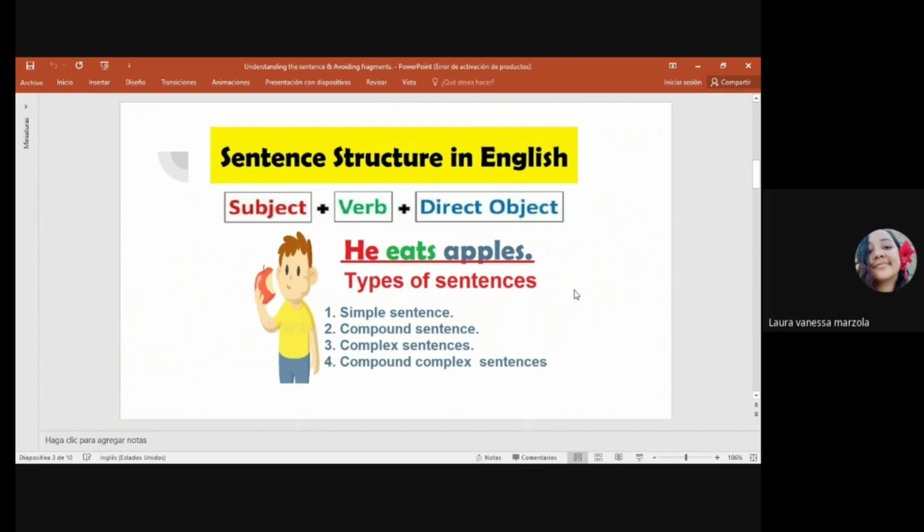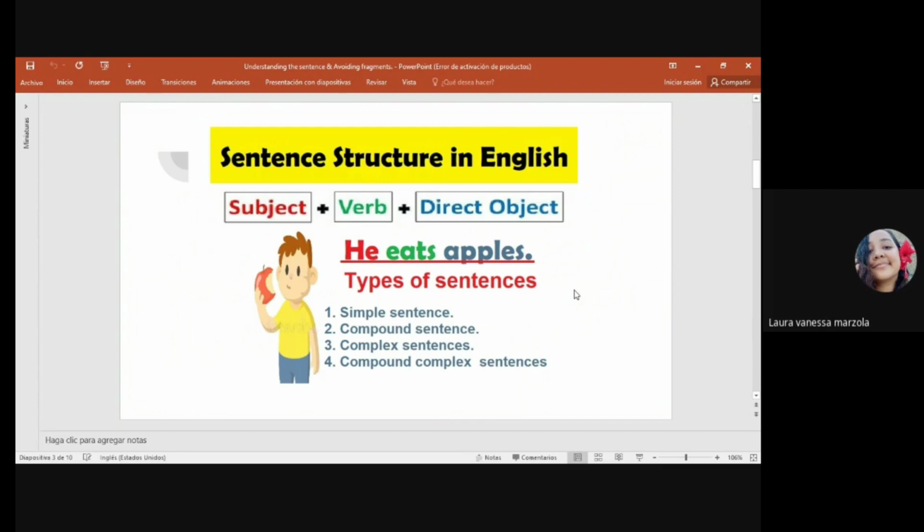Understanding the sentences. What is a sentence? I explain to you that a sentence is a group of words that gives a completed thought. A sentence must contain a subject and a verb. Maybe say what is a verb and a subject. Okay, I explain.